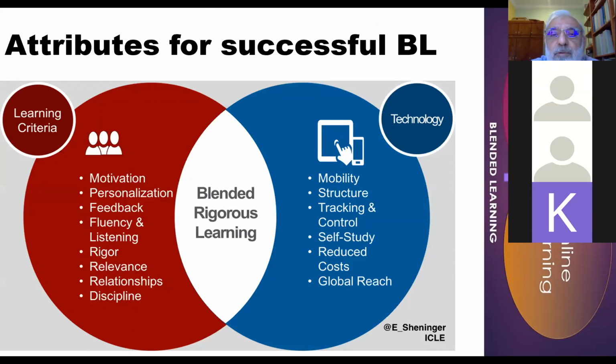Attributes for successful blended learning for the learner and the learning, teaching learning methods: motivation, personalization, feedback, relevance, relationship, discipline. And on the technology side, the mobility, structure, tracking and control, and the reduced cost and global reach. So there has to be blend of these two to have a blended, rigorous learning experience.